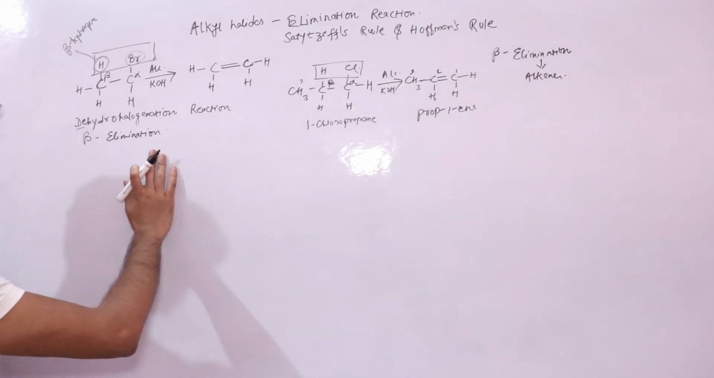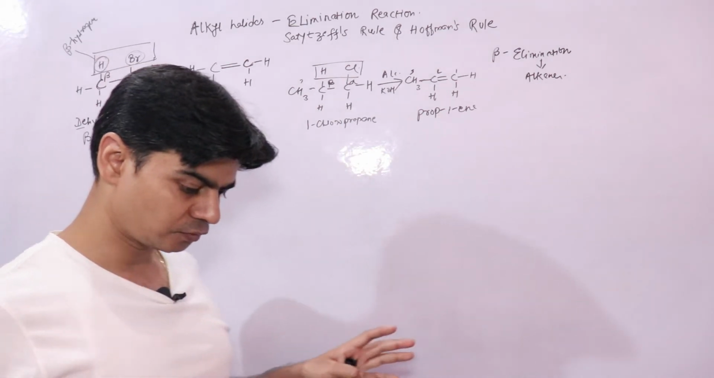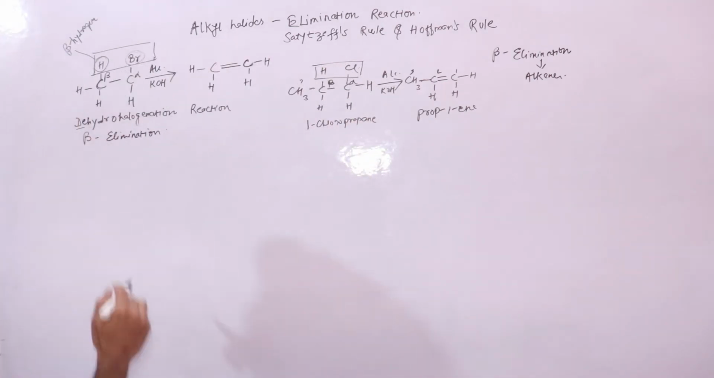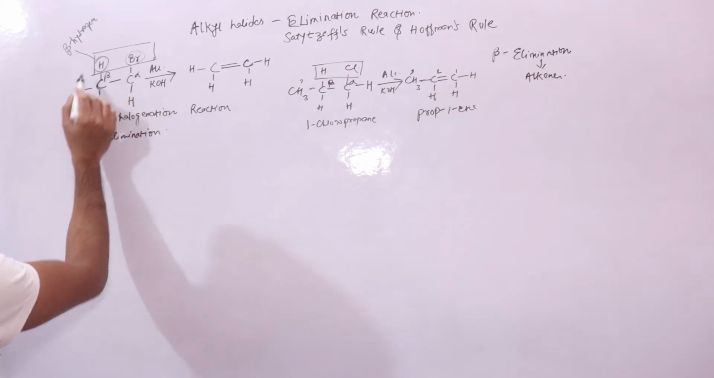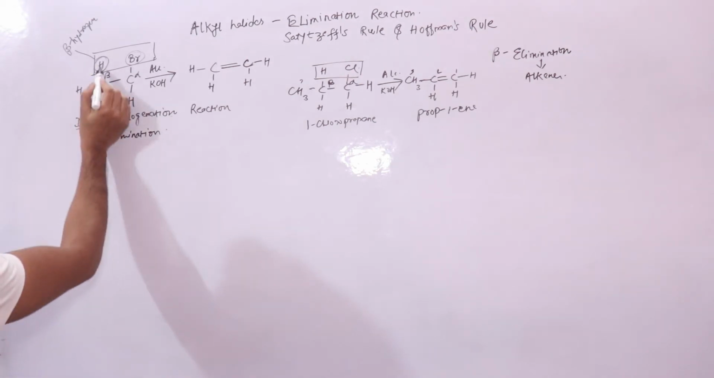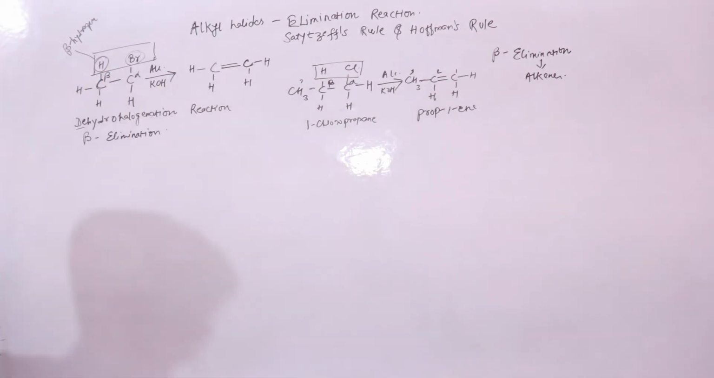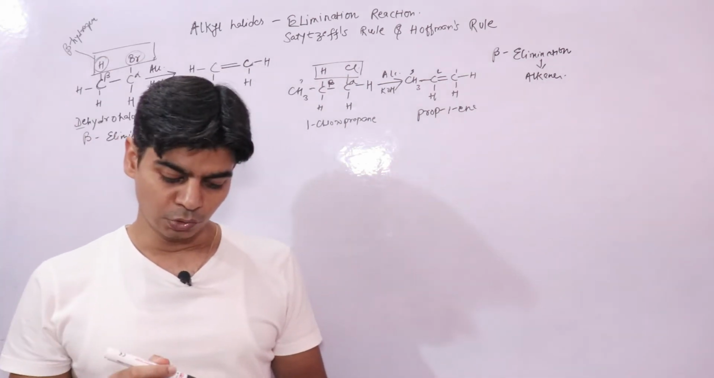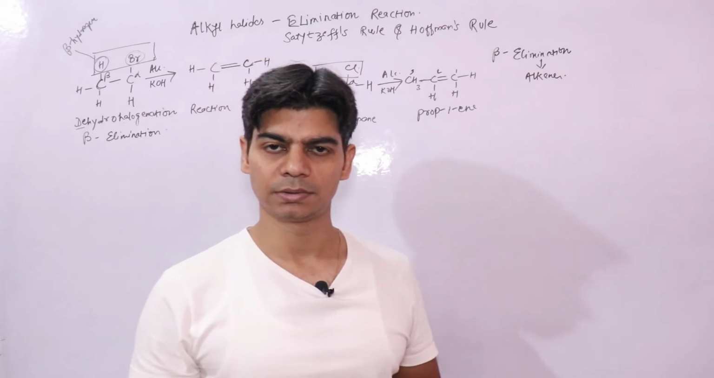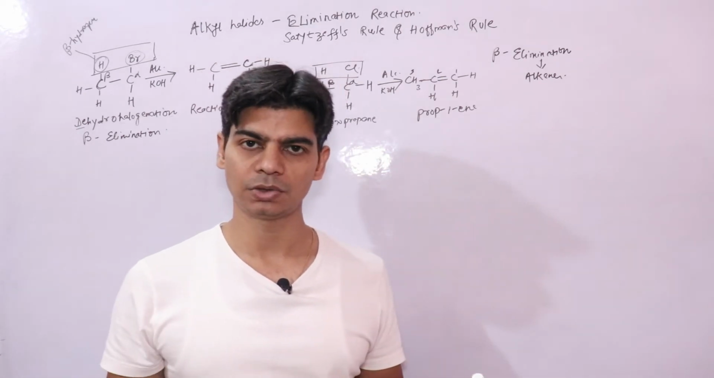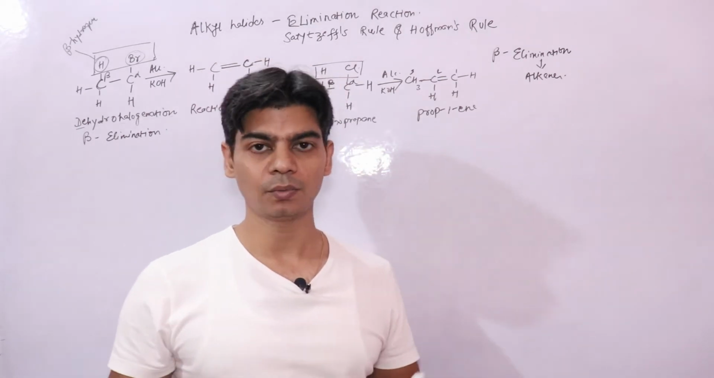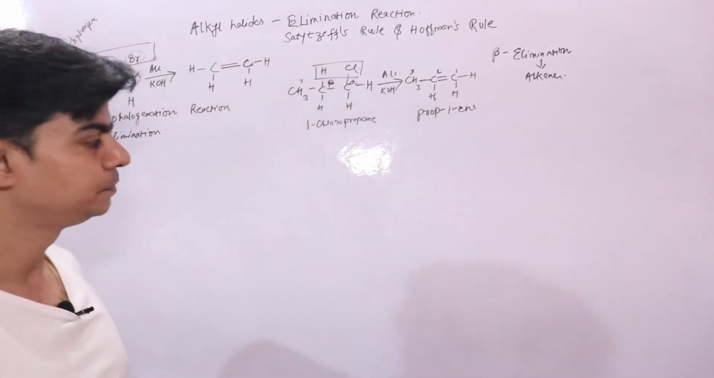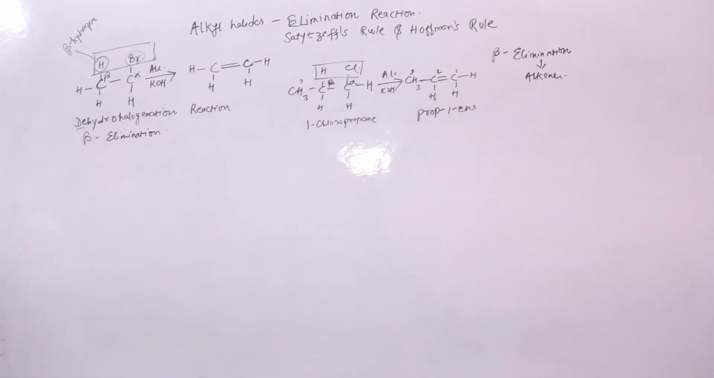Now here you can see you just have one type of beta hydrogen. But if the structure of the alkyl halide is such that you have two beta positions, with beta hydrogens on two sides, then what would be the product? That would be decided by your Saytzeff's rule. So let me just draw one structure.